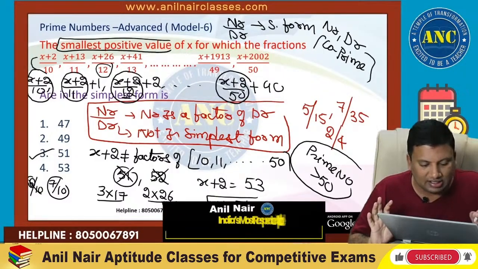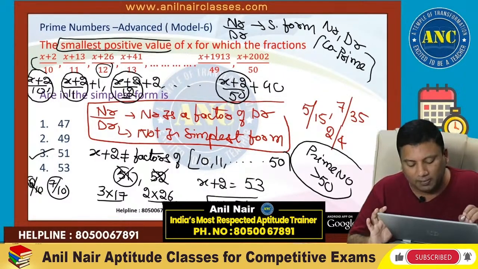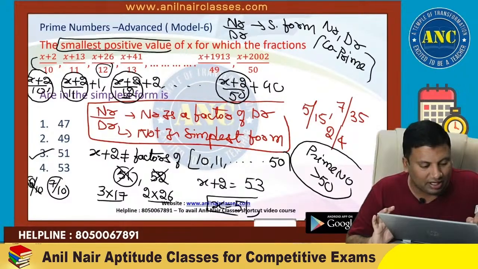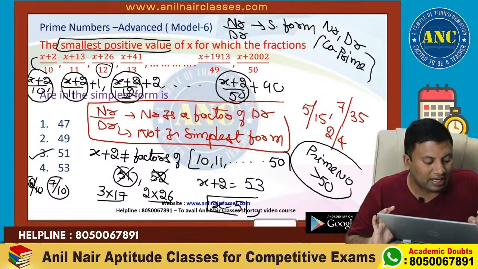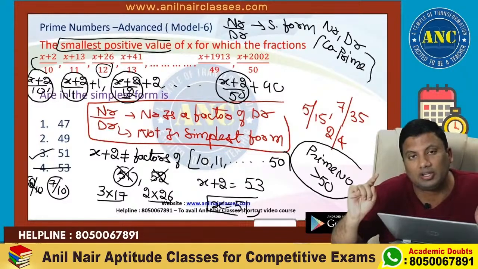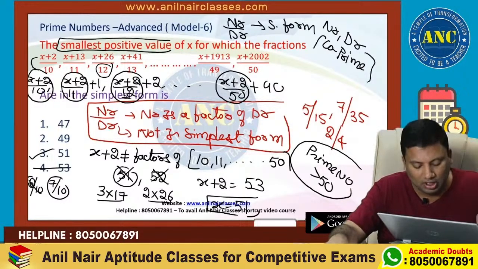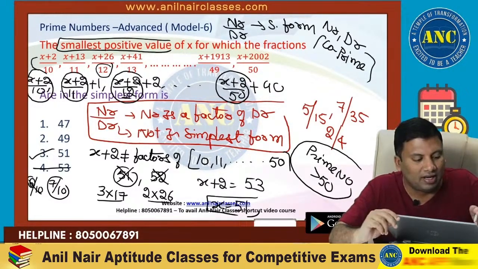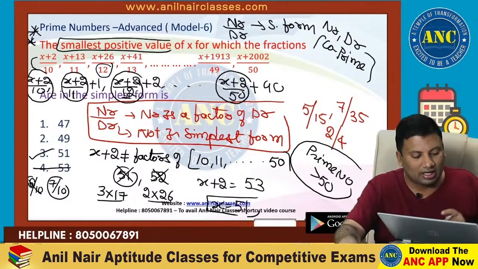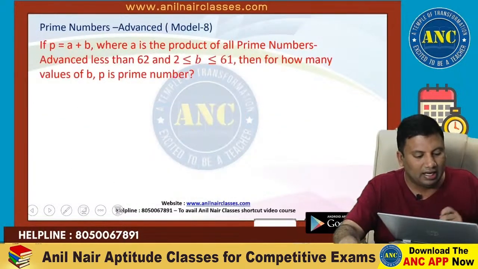The right answer is x plus 2 is a prime number just greater than 50. x plus 2 is 53. So please remember this for x plus 2. Don't tick mark 53. 53 is the value that is assigned for x plus 2. So x value will be 51. Very, very good question. A conceptual question for you to understand clearly how it works.